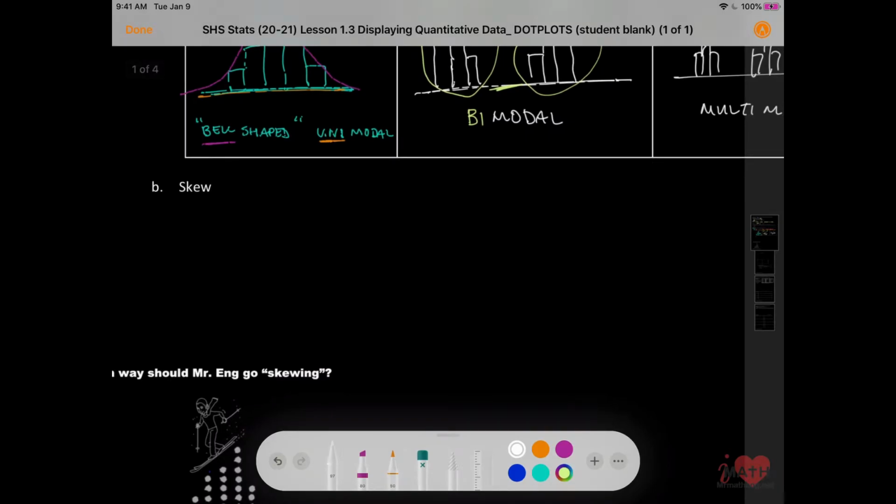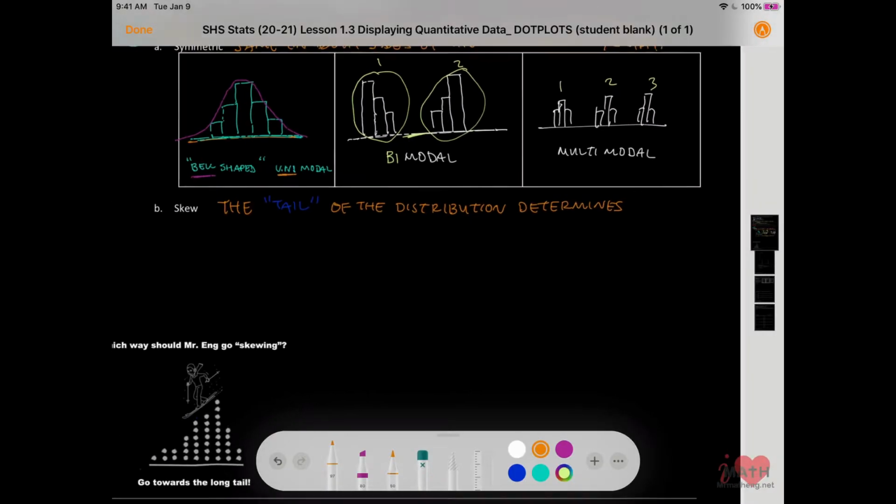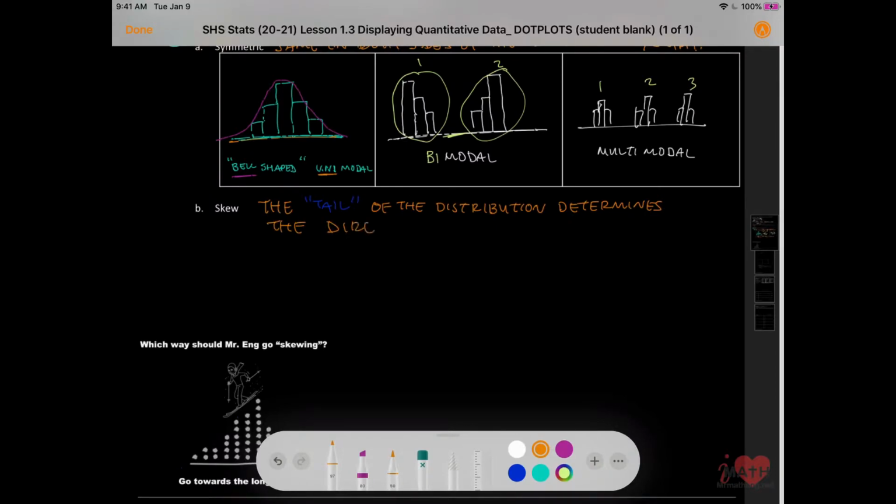All right. What is skew? What does skew mean? Skew means the tail of the distribution determines the direction of the skew. I'll give you guys the 3 examples here.